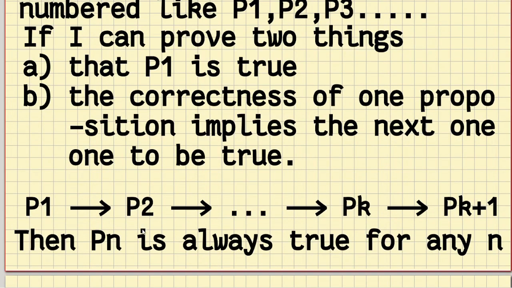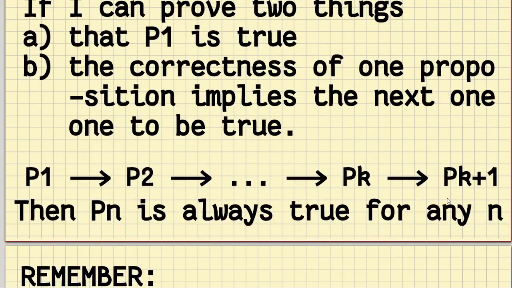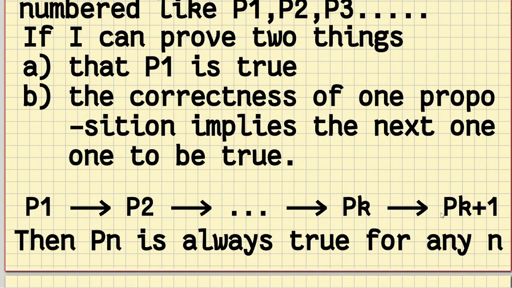And that means P1 falls, which means P1 is proved, then P2 is proved, and if it is proved for a k-th domino, then it means that the (k+1)-th proposition is true. Then that means that P(n) is always true for any n. So this is the basic principle underlying mathematical induction.